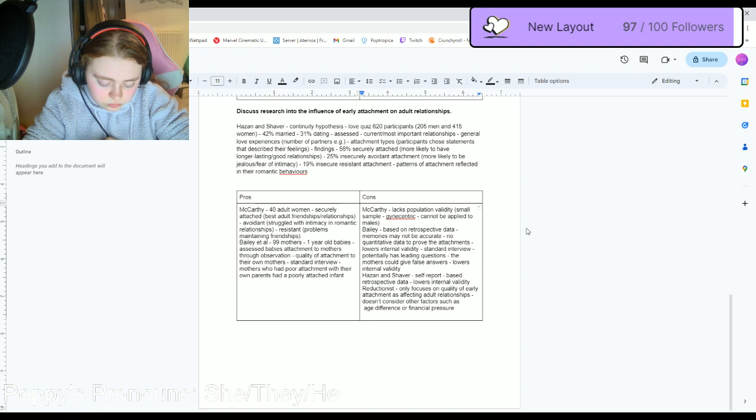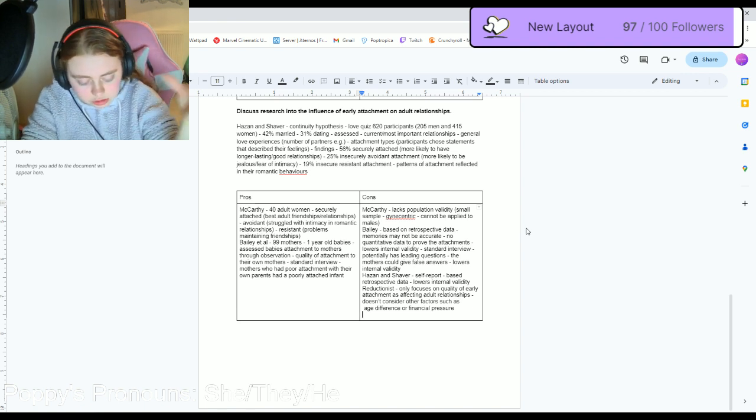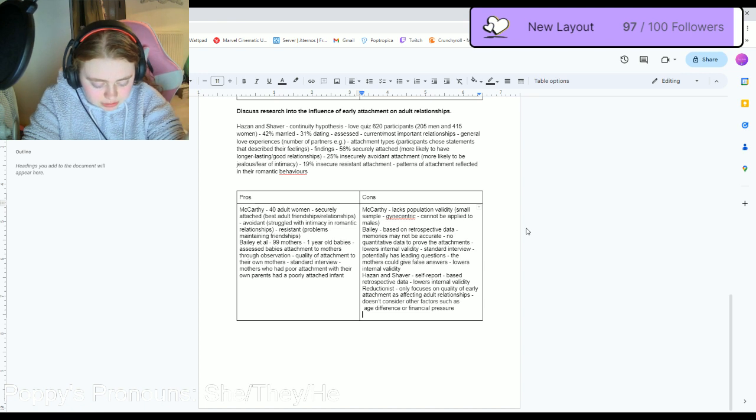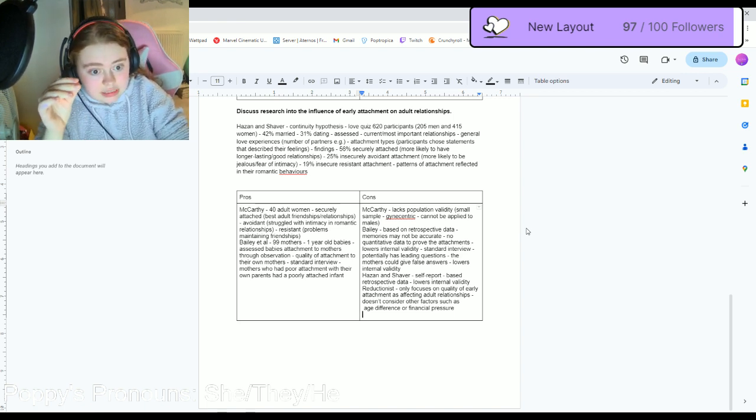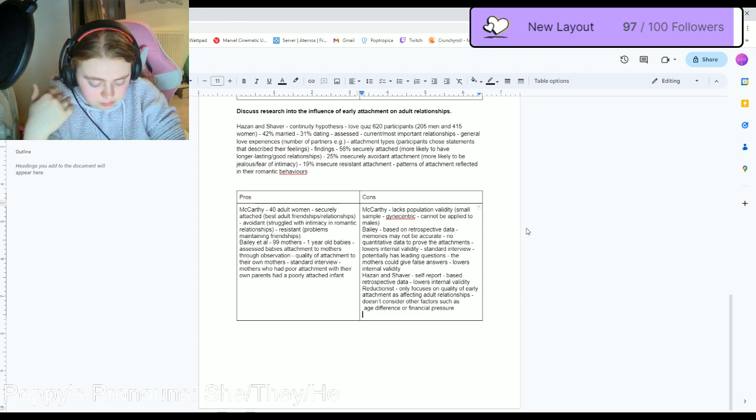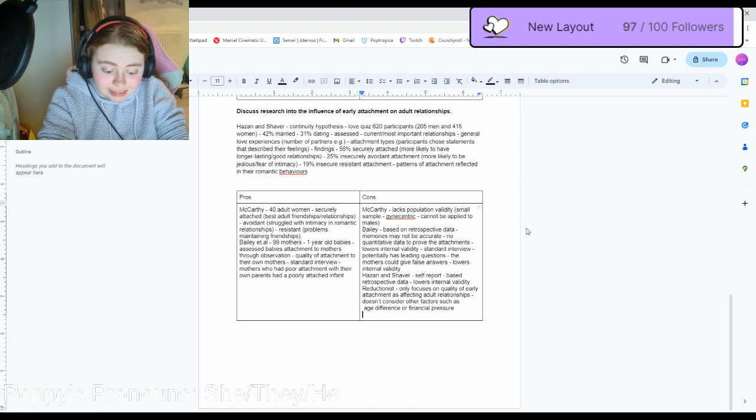Another con, I guess, criticism. So Wood et al., the researcher, believes the quality of relationships results from the interaction of two people's attachment styles. Therefore, insecurely attached people can have secure relationships if they are in relationships with securely attached people, which kind of goes against this initial hypothesis of insecurely avoidant people being more likely to be jealous and insecure, because it basically says if you're in a relationship with a securely attached person, then your relationship is more likely to be secure.